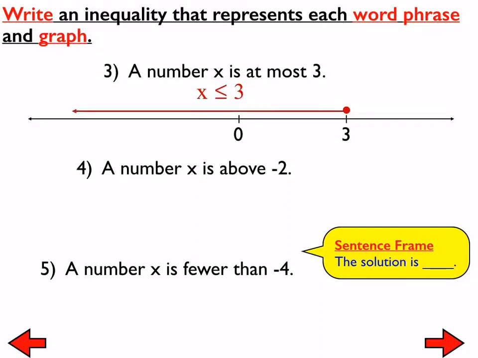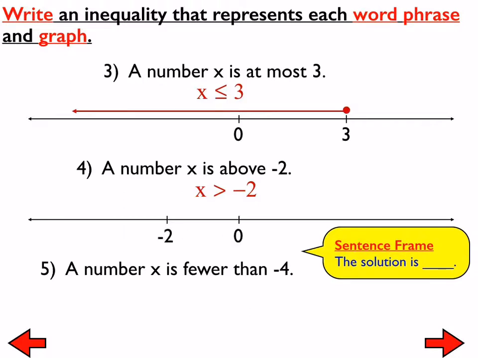Number 4, a number x is above negative 2. That translates to the inequality x is greater than negative 2. As far as the graph goes, that would be an open circle over negative 2 because we're not including negative 2. And all the numbers that are bigger than negative 2 on the number line are to the right of that, so the arrow goes to the right.